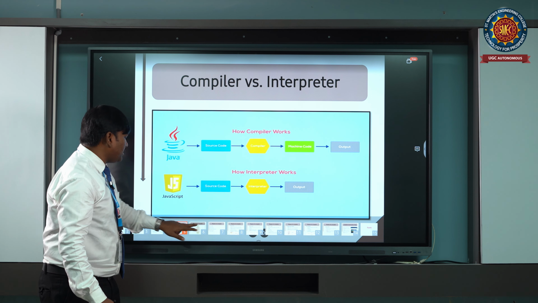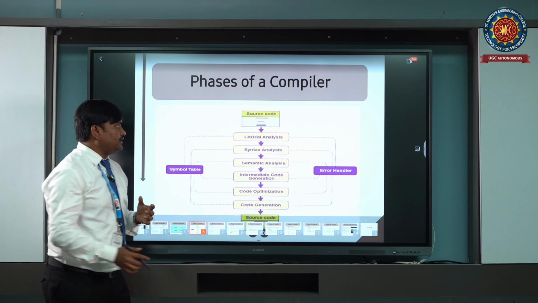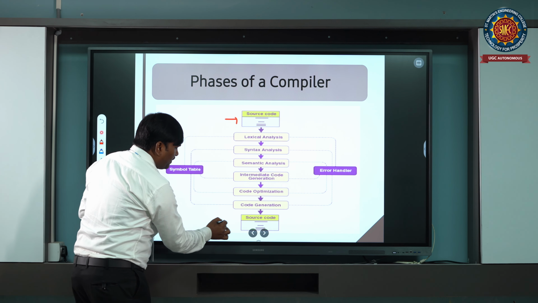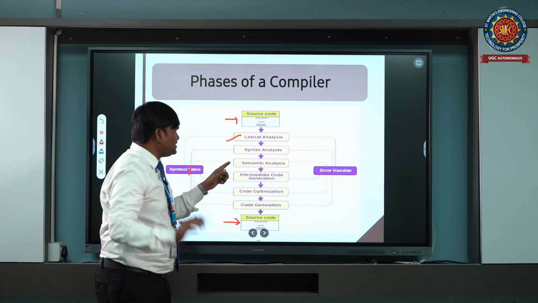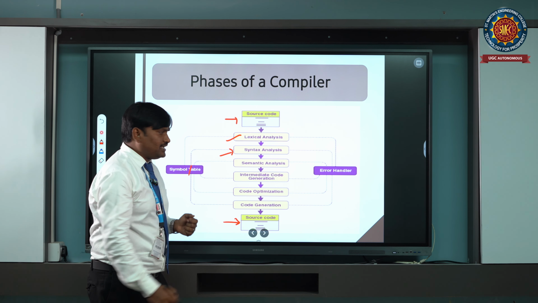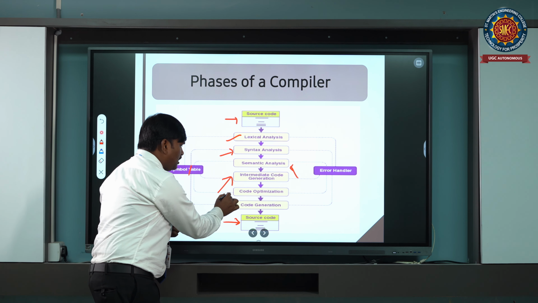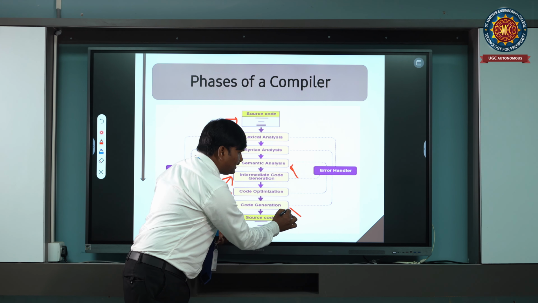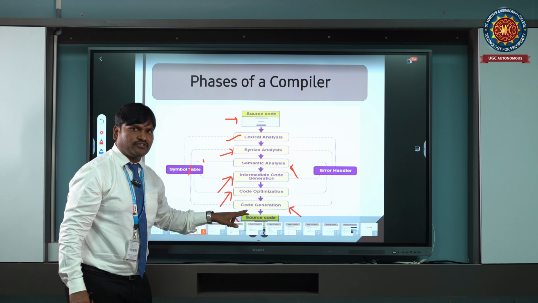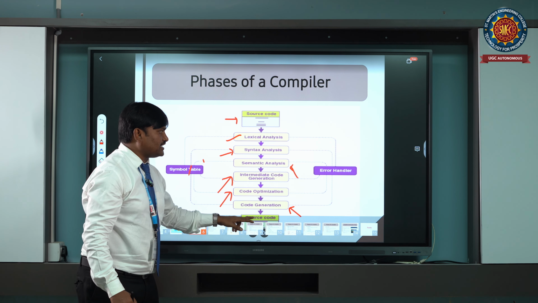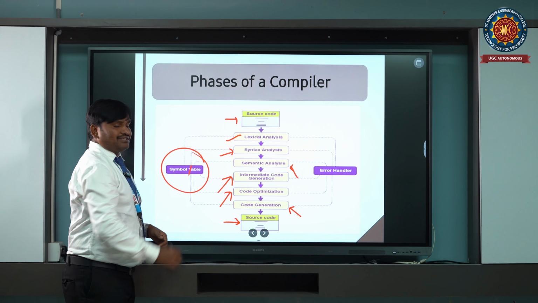Now after this, what are the phases presented from source code to machine code? These are the phases we have. One is the lexical analyzer, the first phase, and second is the syntax analyzer, and after that semantic analysis, then intermediate code generation, code optimization, and finally code generation. After taking all the inputs from the previous phases, the code generation will generate the machine code only.